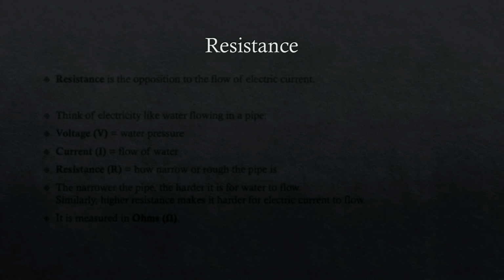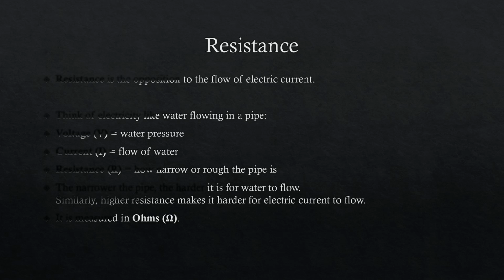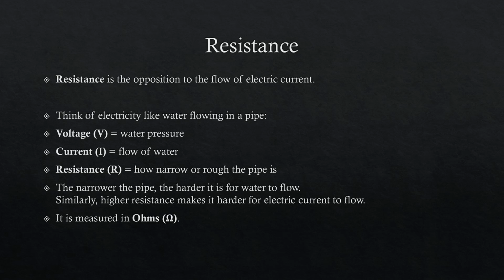So first of all, what is resistance? Resistance is the opposition to the flow of electric current. Think of electricity like water flowing in a pipe. By this analogy, we understand how resistance affects the flow of electrical current in a circuit. So here voltage is equal to water pressure, current is the flow of water, and resistance is the diameter of the pipe, or how narrow the pipe is.